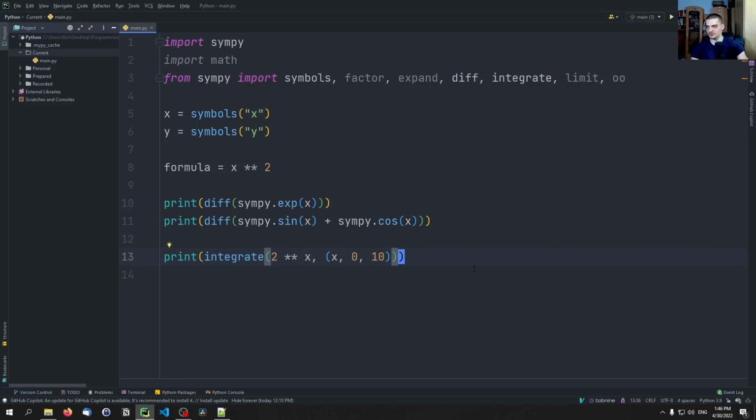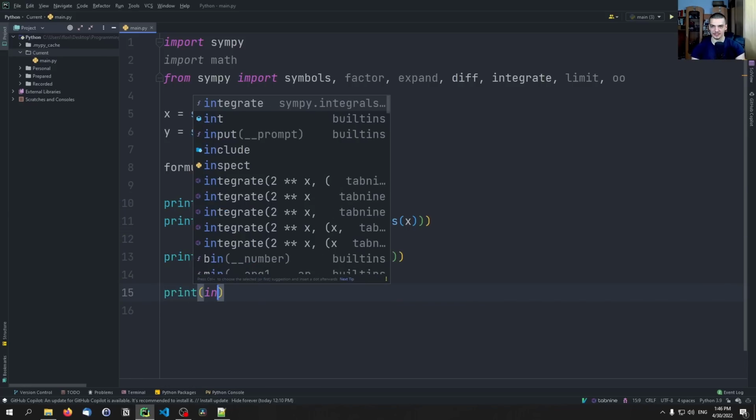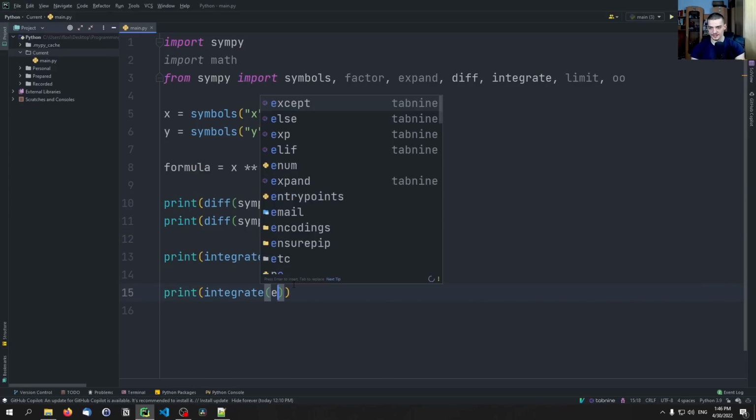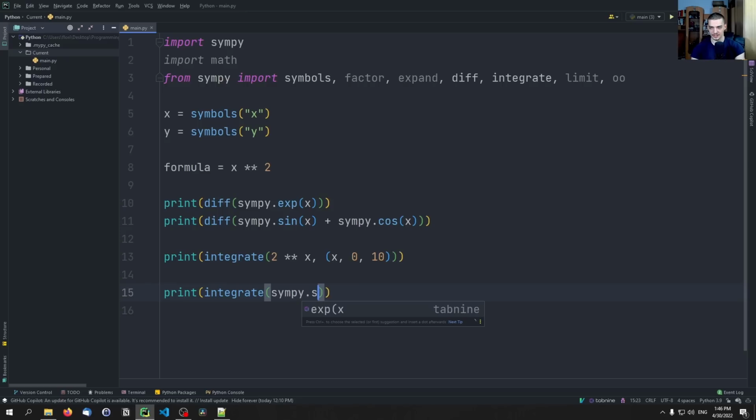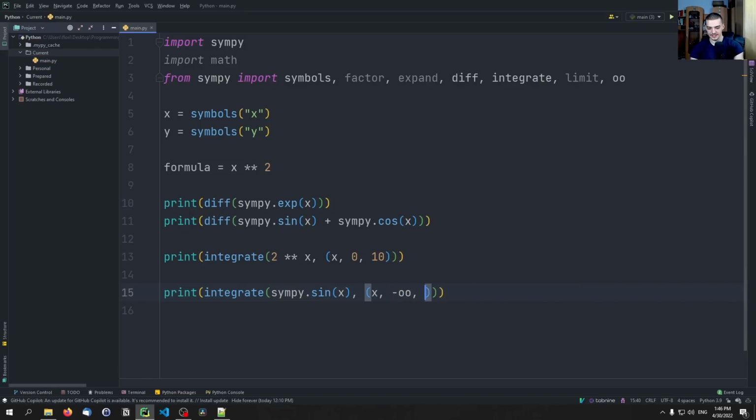So sometimes you want to integrate a function from 0 to infinity, or from negative infinity to infinity, to see what you get as a result. For example, what could we have here? We could say that we want to have the integral of the SymPy sine function of x, and we want to integrate that for x from negative infinity, so negative OO. OO is a placeholder for infinity, up until OO.